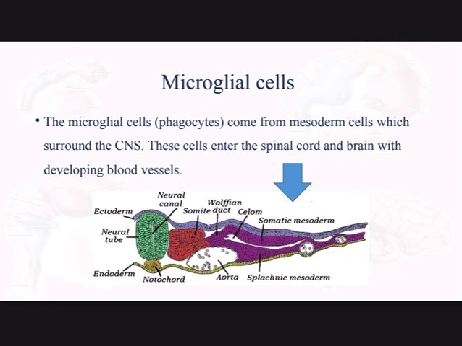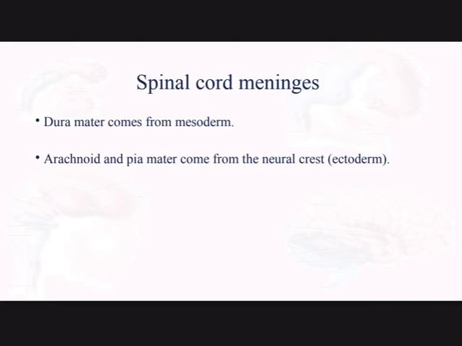Now the microglia cells, you remember them as one of the cells, and how they are formed. Usually these cells, as we said, come from the mesoderm. These cells, which surround the central nervous system, enter the spinal cord and the brain with the development of the blood vessels. Hence why they are really close to the blood supply. If you remember this from the lecture we took before, we said we have types of supporting cells, and these are the ones in the central nervous system.